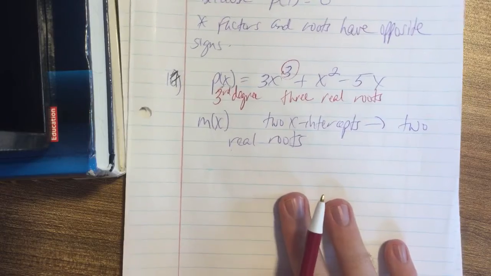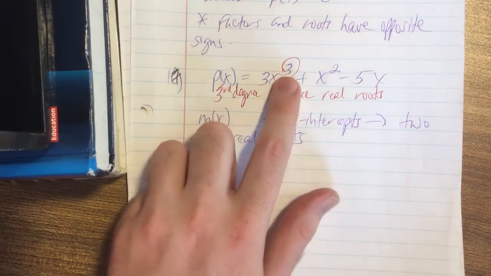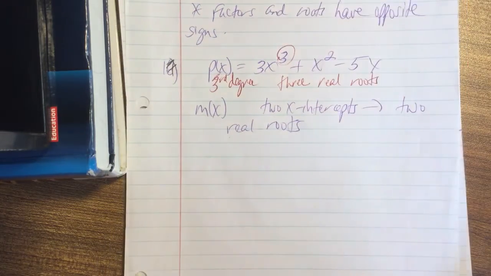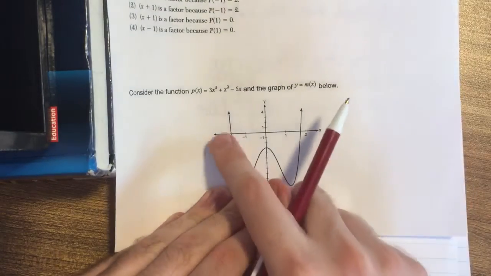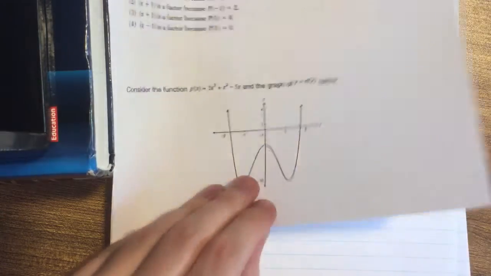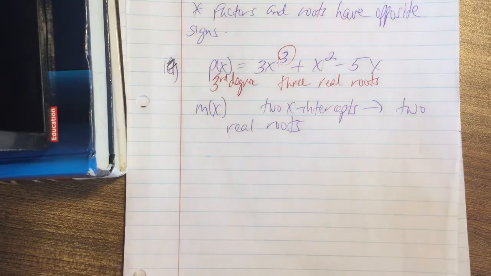In question 17, we know that p of x is equal to 3x cubed plus x squared minus 5x. Since the highest exponent is 3, that's a third degree. It has three roots. And we know that m of x, which is this graph, would have 2 real roots, because those are the only roots that intersect the x-axis. The next question that we have is 18.